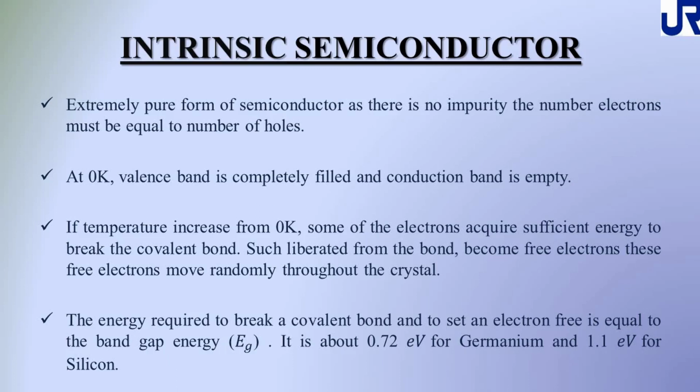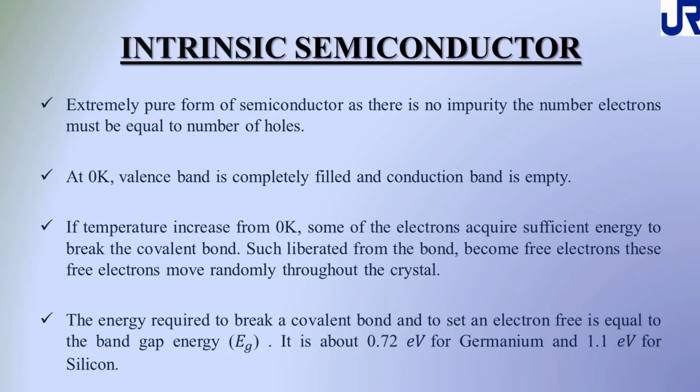That means the outermost shell electrons are there. In the conduction band, we are not supplying any temperature. That is, at 0 Kelvin temperature, the electrons will be in the valence band only. They are not excited into the conduction band. When we increase the temperature from 0 Kelvin, what will happen? The electrons in the valence band acquire some energy and they jump into the conduction band.